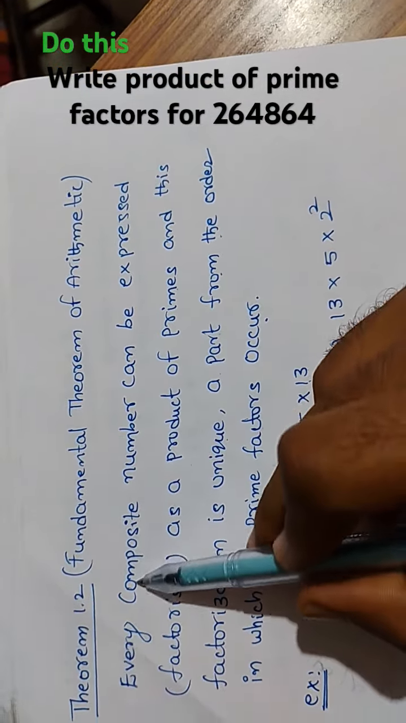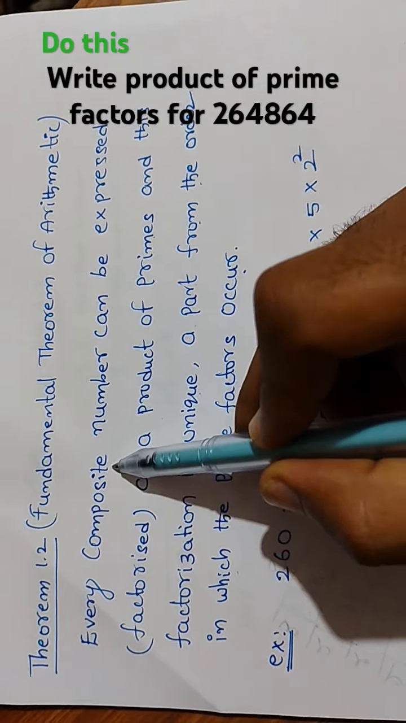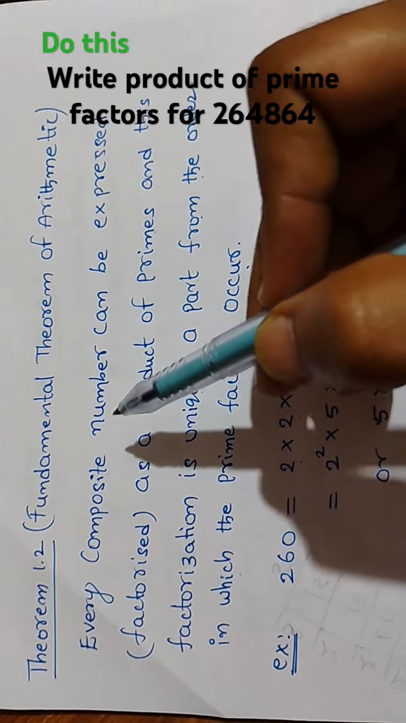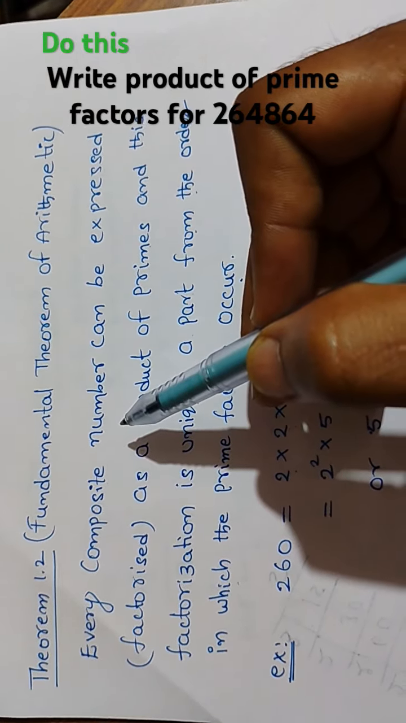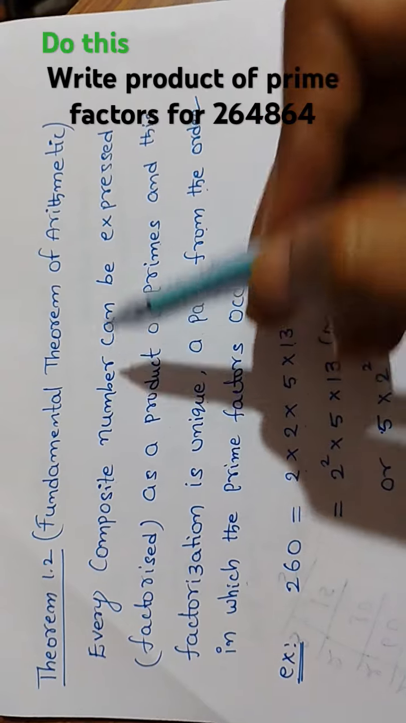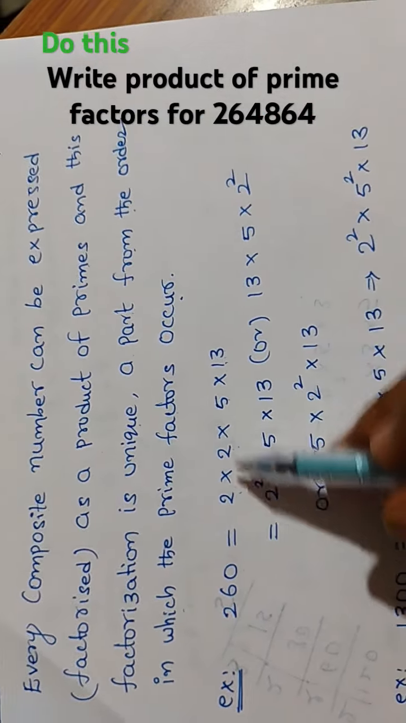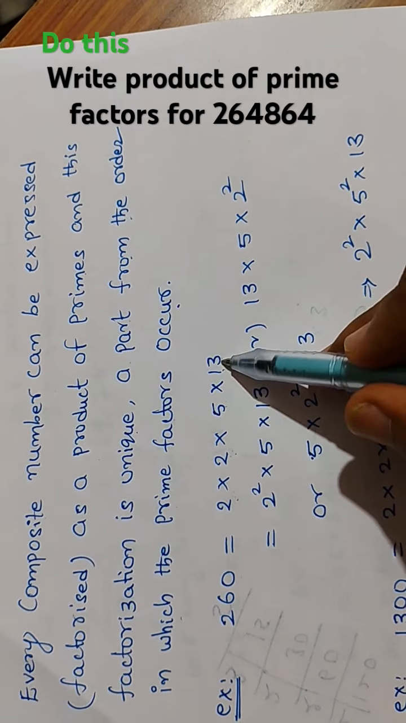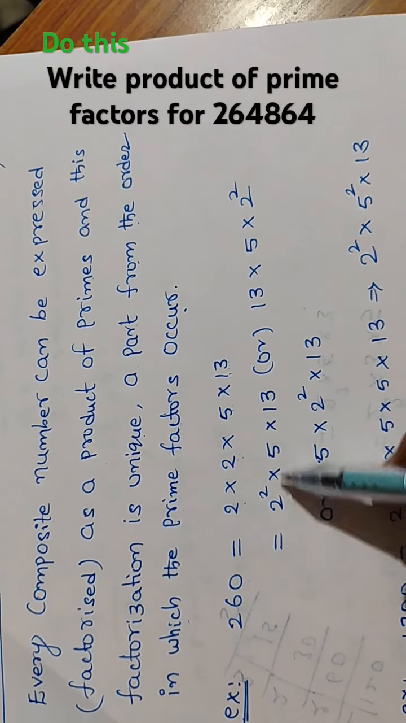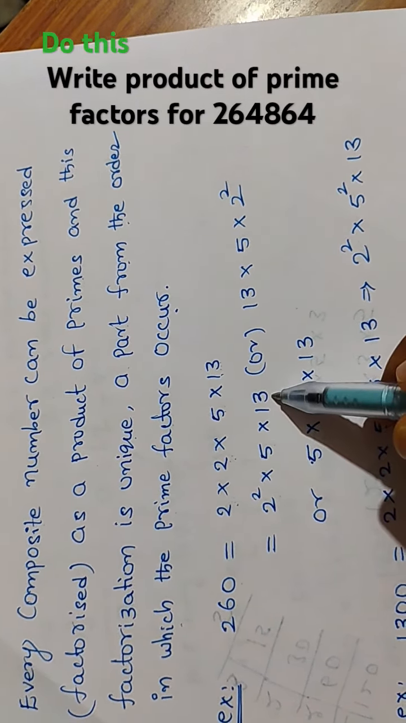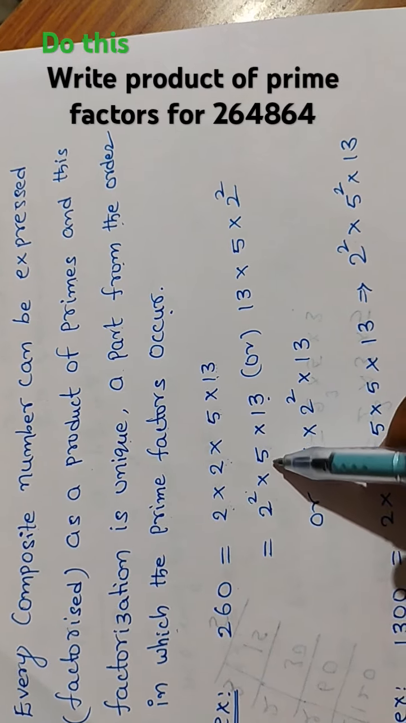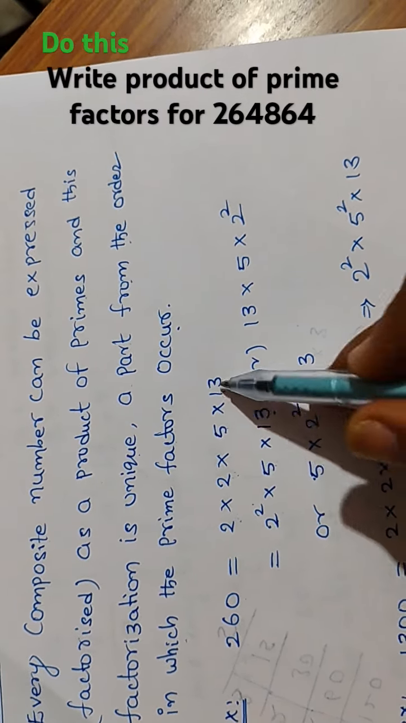What is a composite number? A composite number means having more than 2 factors. So any composite number you can express as a product of prime factors, likewise 2 into 2 into 5 into 13. You can also write this as 2 square into 5 into 13, where 2 square is nothing but 2 into 2.